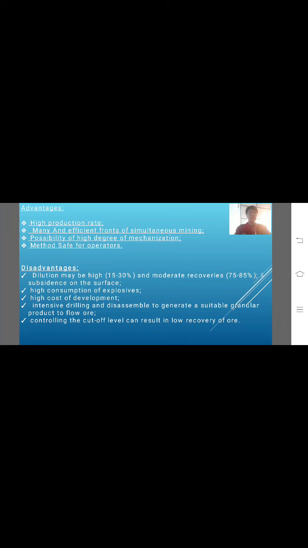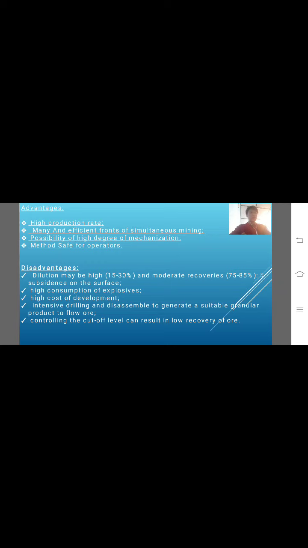The advantages of this sublevel caving are that it has a high production rate, and it has efficient fronts and simultaneous mining. It has a possibility of a high degree of mechanization, and it's the safest method for the operators.